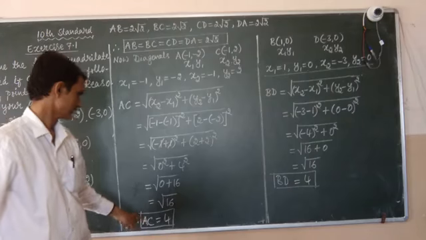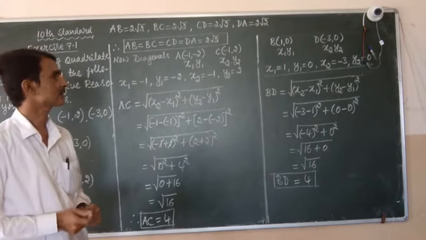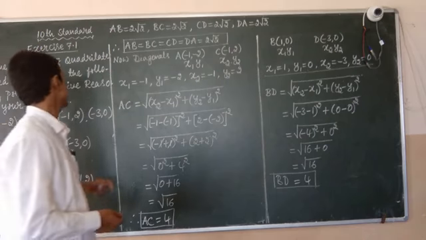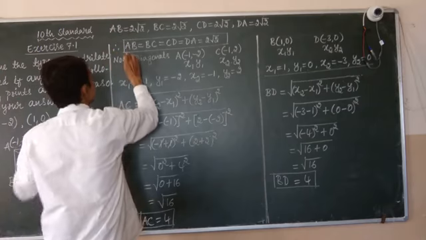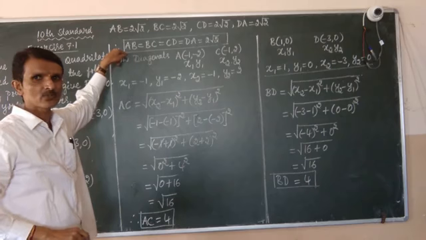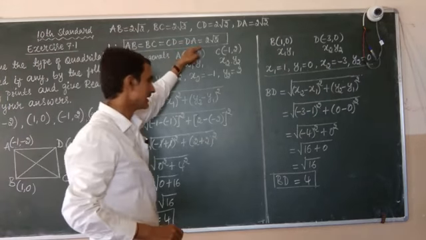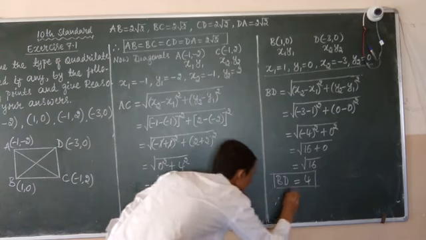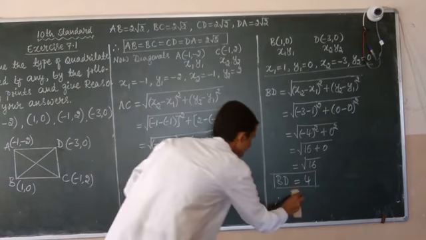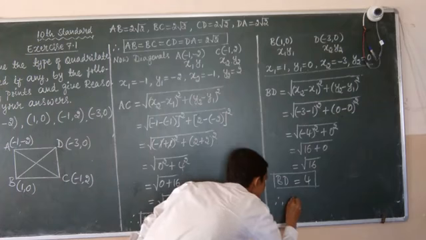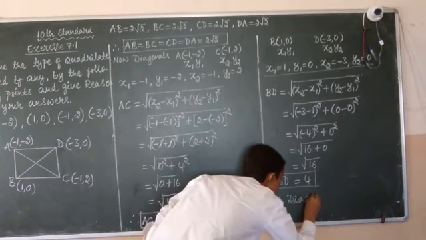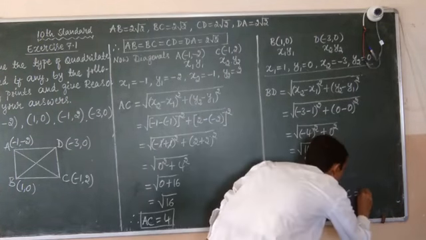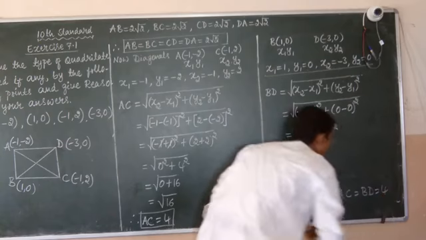So observe the length of both diagonals. Now students, we come to the conclusion that this is a quadrilateral having all the sides equal. It is a quadrilateral having all the sides equal and the diagonals are also equal. So therefore we can write the diagonal AC is equal to BD, equals 4 units.